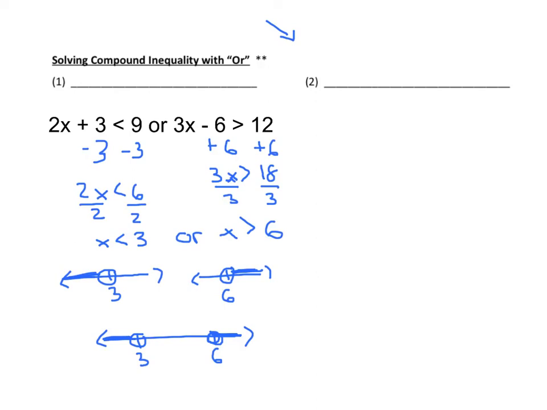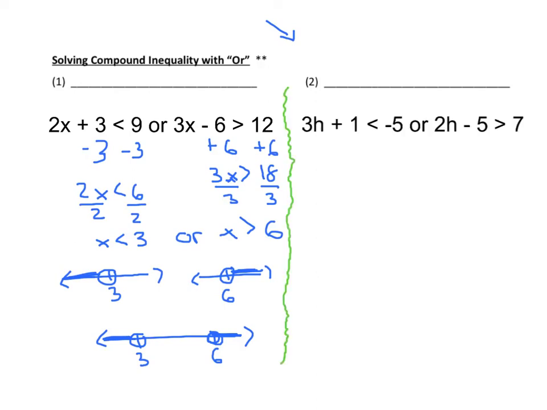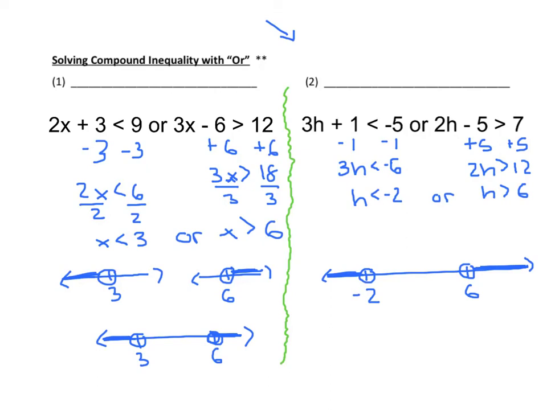So here is your practice problem. We have 3h plus 1 is less than negative 5, or 2h minus 5 is greater than 7. Go ahead and pause the video, do the work, play once you are ready to compare. Okay, so take some time to compare your work with my work. I subtracted 1 from both sides of the first inequality, got 3h is less than negative 6, divided both sides by 3, h is less than negative 2. And for the second inequality, I got h is greater than 6.